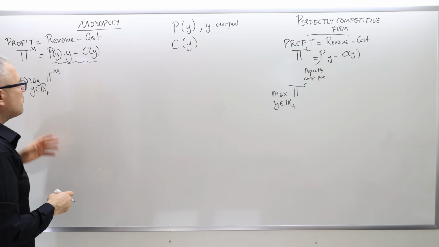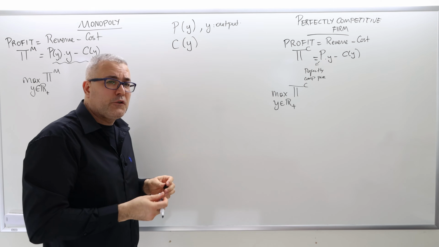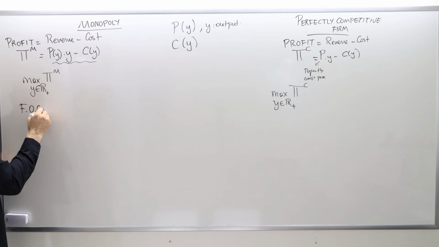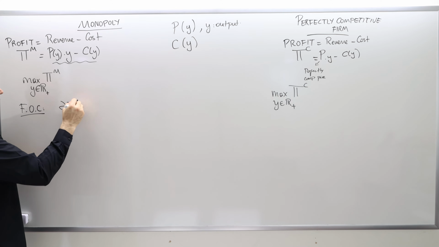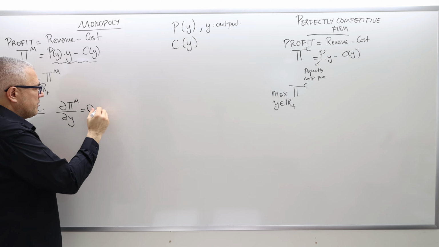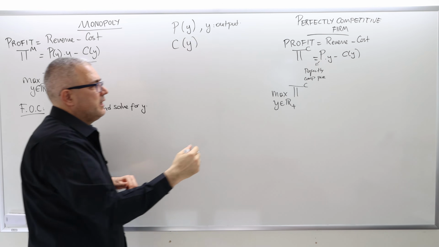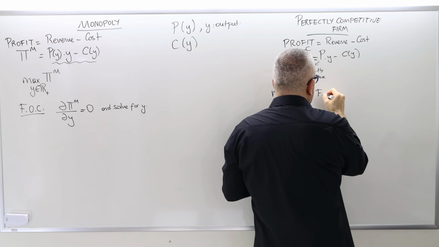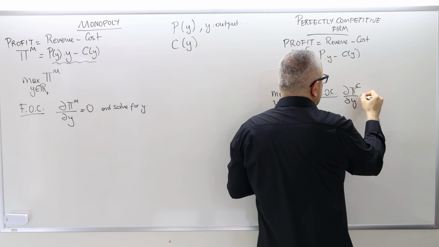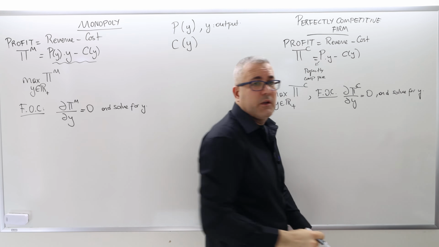Good. Well, how do I maximize a profit function? Well, simple: the first order condition. You take the derivative with respect to the variable that you're trying to maximize, which is Y, set it equal to 0, and solve for Y. Exactly here, the first order condition. You take the derivative with respect to Y, set it equal to 0, and solve for Y. Right? That's what you should do.